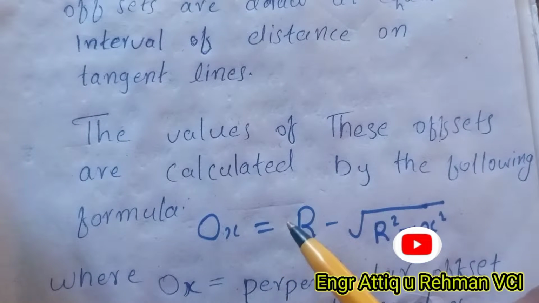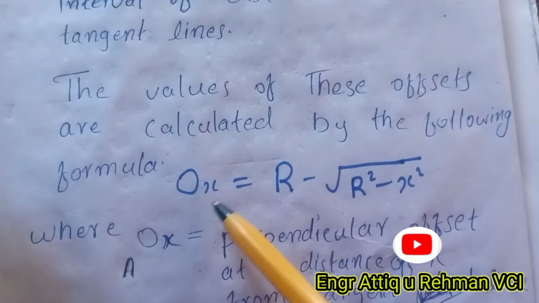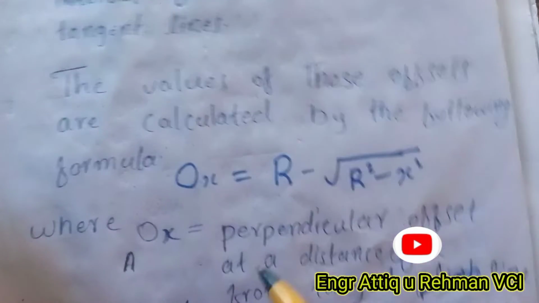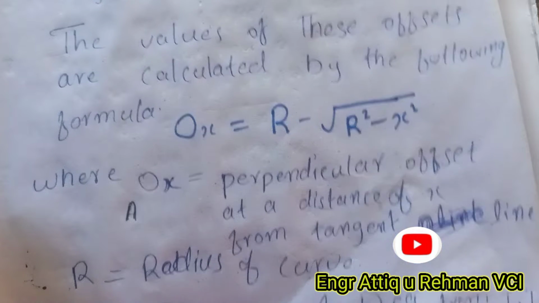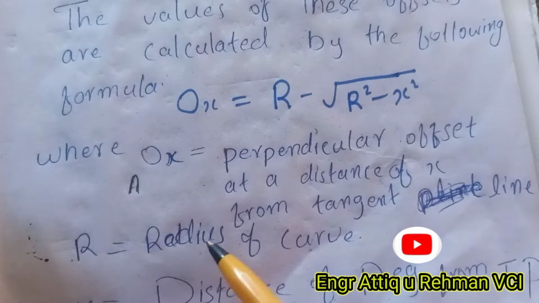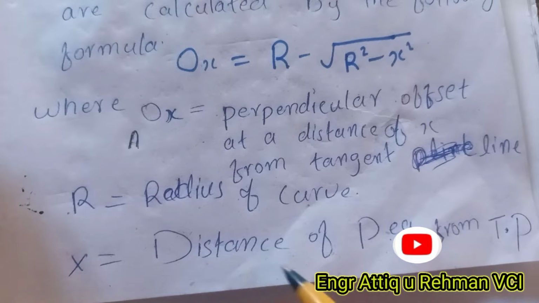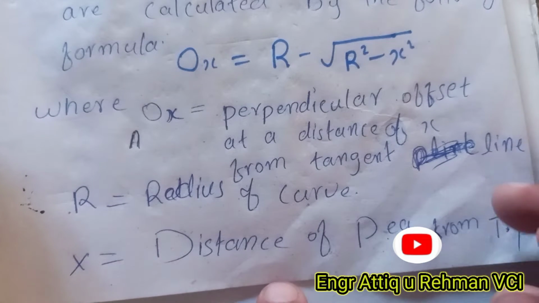The perpendicular offsets can be found by this formula, which is Ox is equal to r minus under root r square minus x square, where Ox is equal to the perpendicular offset at a distance of x from the tangent line, r is equal to the radius of the curve, and x is equal to the distance of the peg interval from the tangent point.